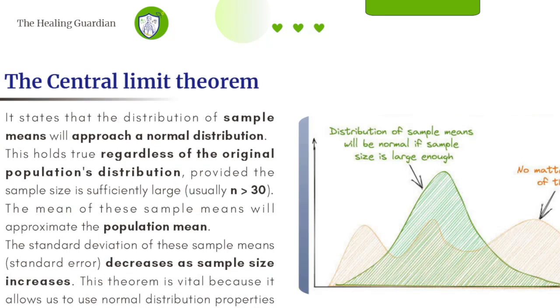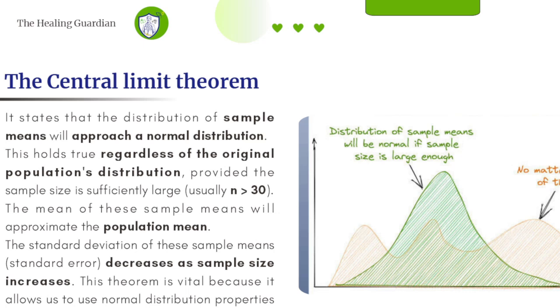The central limit theorem, we have already mentioned it. It states that the distribution of sample means, that means if we make many samples from a population and we measure their means, that is what we are calling sample means, will approach a normal distribution regardless of the original population's distribution, provided that the sample size is sufficiently large. And here we mean more than 30 items.